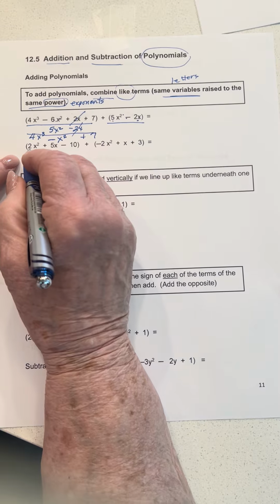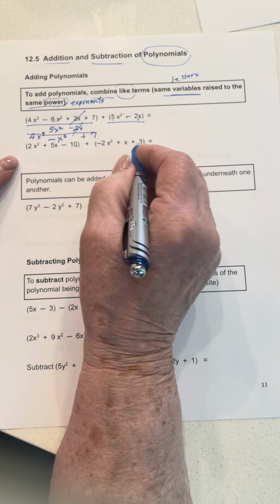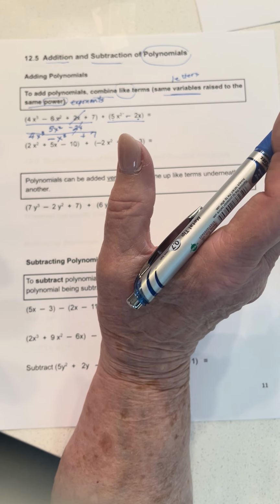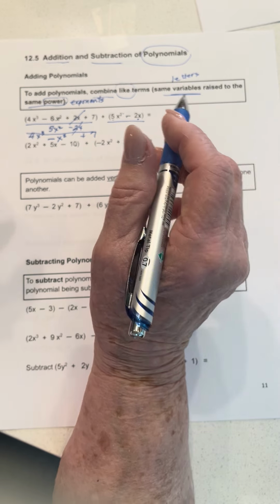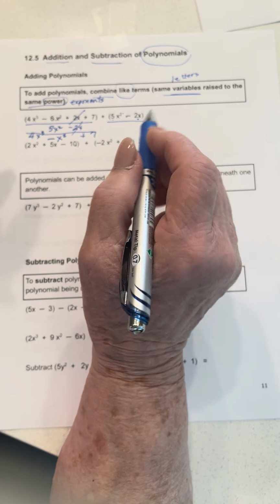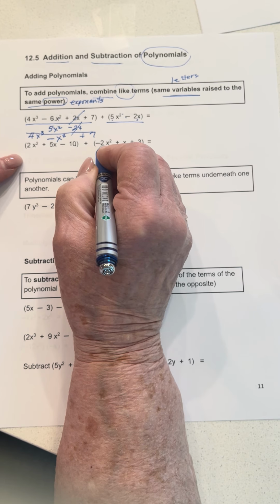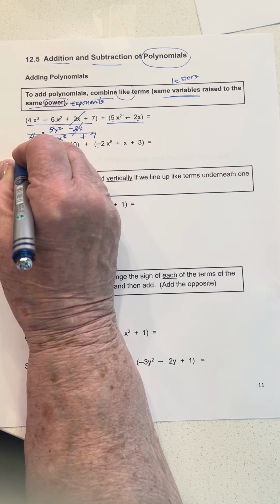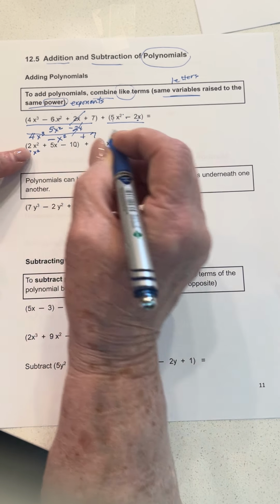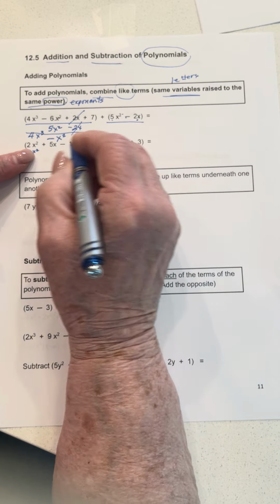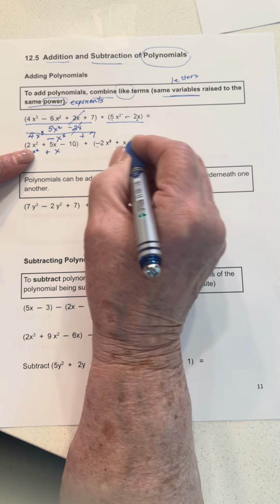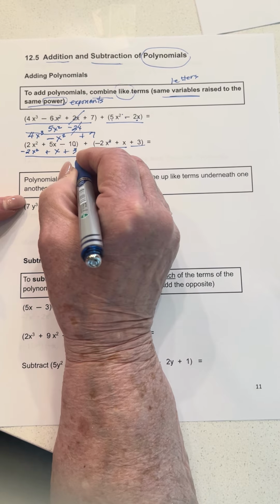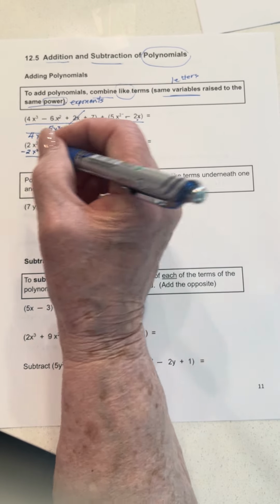This next one, we have this polynomial added to this one. So we're going to line up the like terms, the ones that have the same variables raised to the same power. So we have an x cubed, and here's an x cubed, so negative 2x cubed. Here's an x, it's just 1. And then we have plus 3, which goes in the column with a constant.